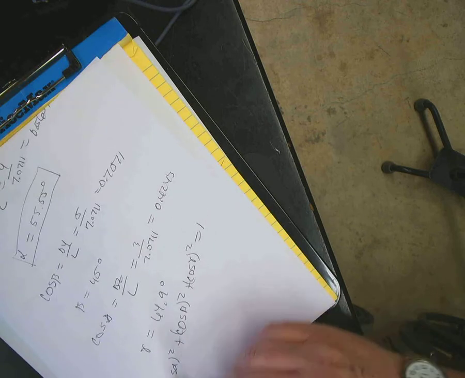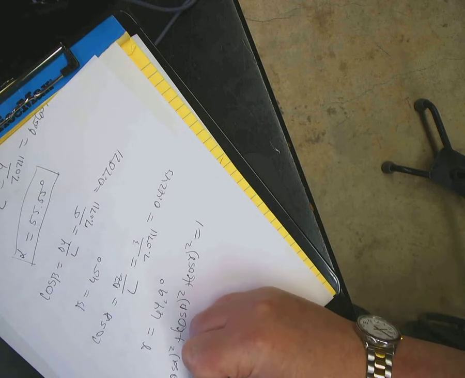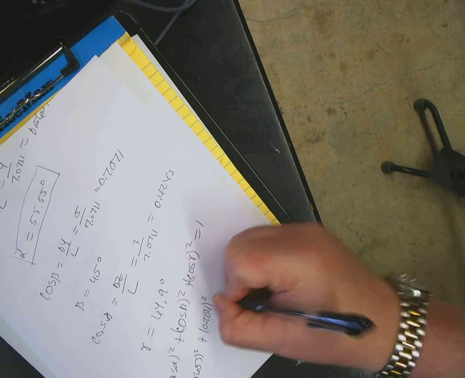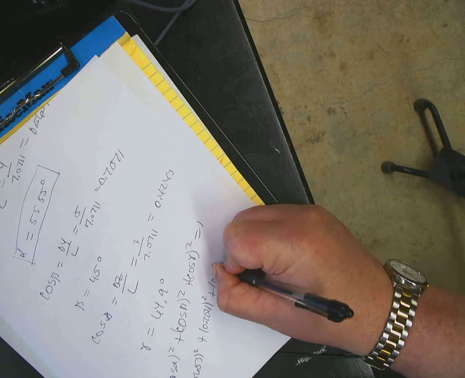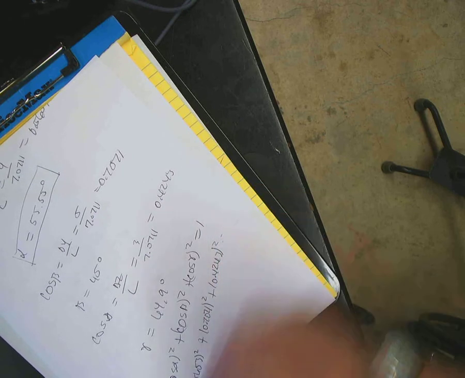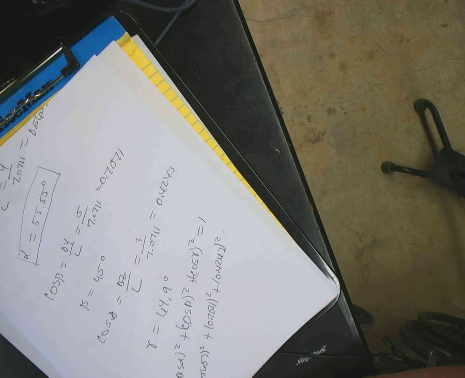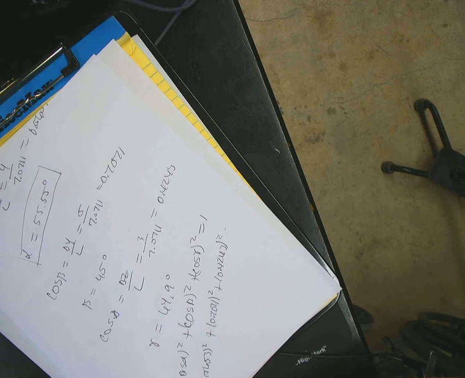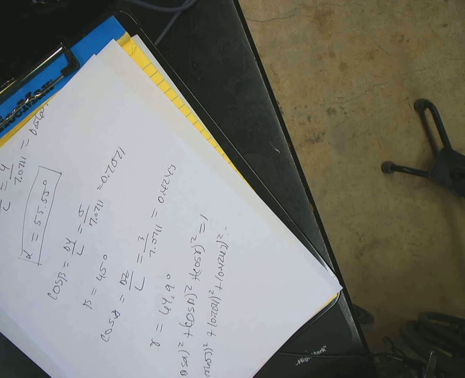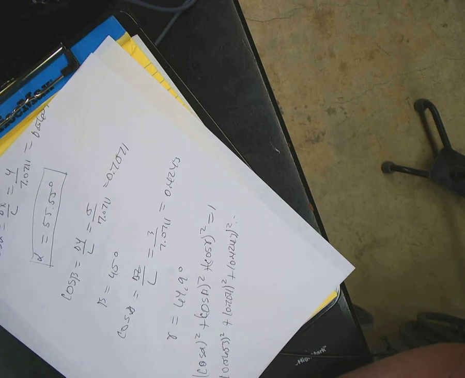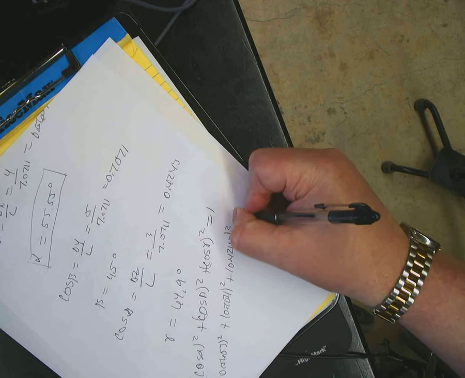So I've got 0.5653 squared plus 0.7071 squared plus 0.4243 squared. And let's see if that does equal 1. 0.5653 squared plus 0.7071 squared plus 0.4243 squared. And I do get this to be equal to 1. So we did do this correctly.